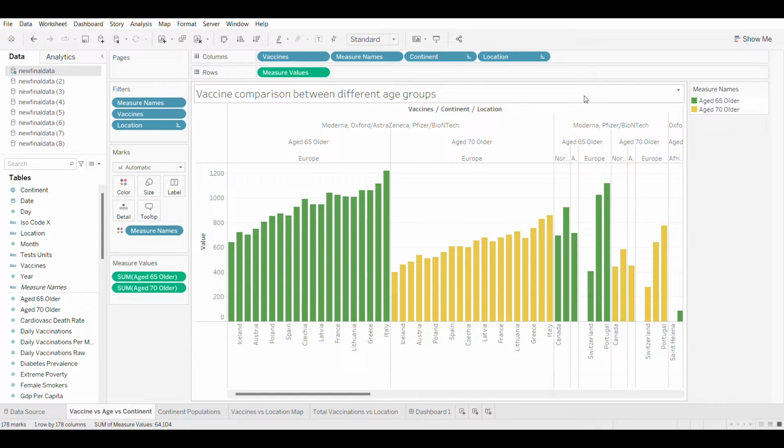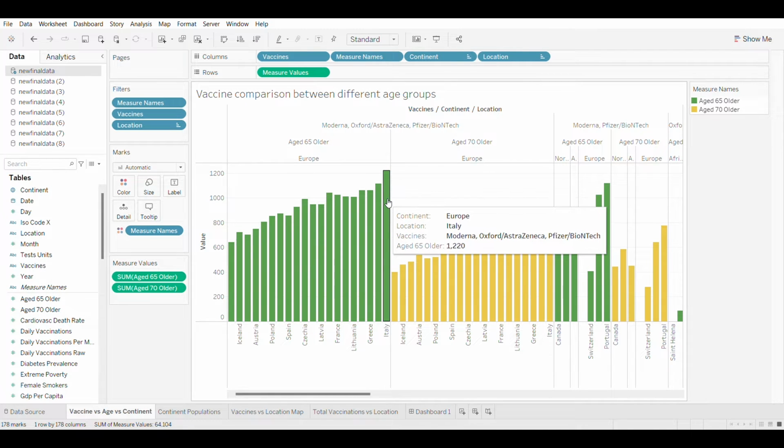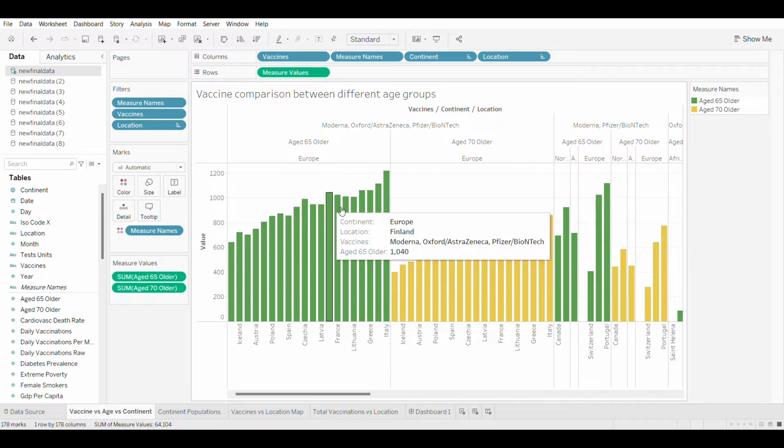To start with, the first comparison or the first visualization which I chose is vaccine comparison between different age groups. So the main idea of this comparison is that I just want to compare, for suppose this is the vaccine name and this vaccine was used in which continents, and for the two age groups, that is age 65 older and age 70 older, how many vaccines were used. So I just wanted to compare them.